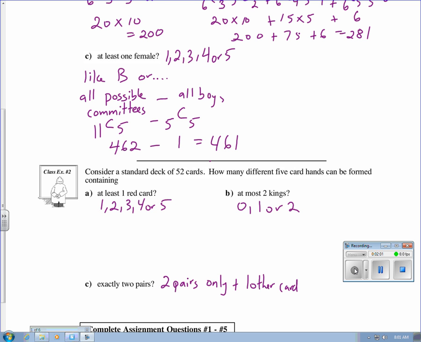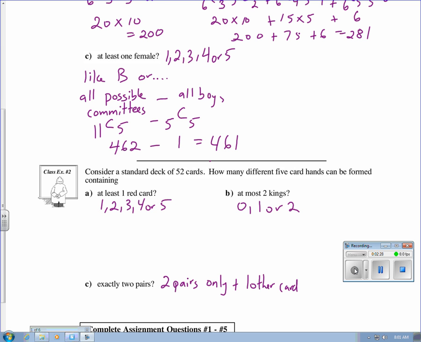C can be solved like B, but it's nice to see another alternative. Take all of your possible committees, which is 11 possible members, select 5 of them, and subtract off the 1 committee that is all males. What you would be left with is all the other committees that have at least 1 female. That's 1 female, 2 females, 3 females, 4 females, or 5 females.